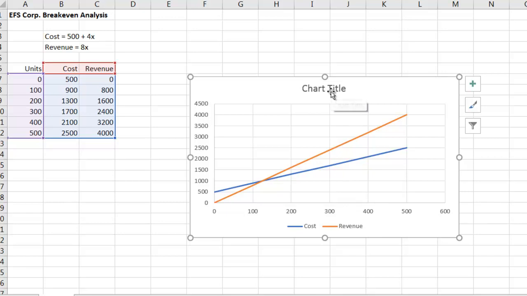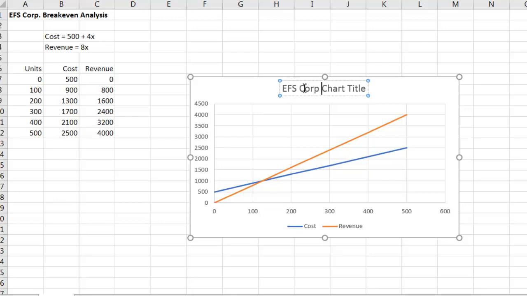Well, we can add a nice chart title here. Click on chart title, and you can edit this box. Let's make it EFS Corp Breakeven.